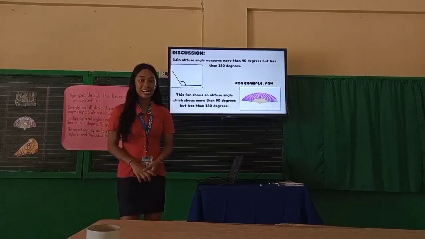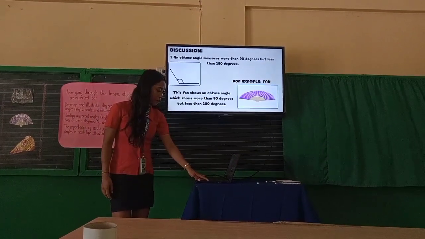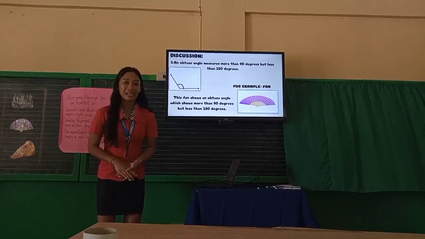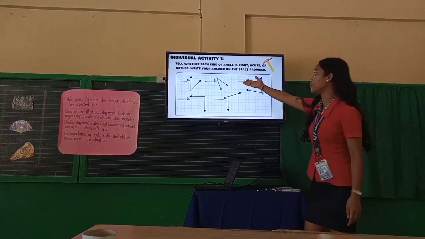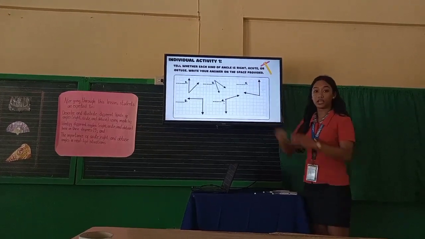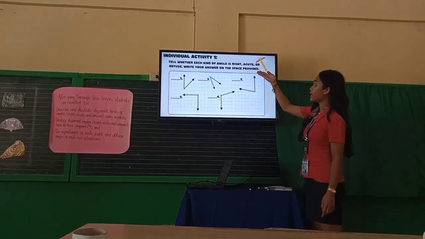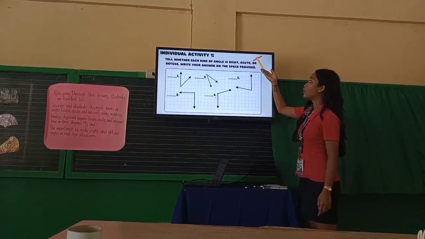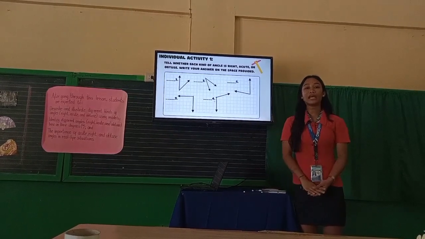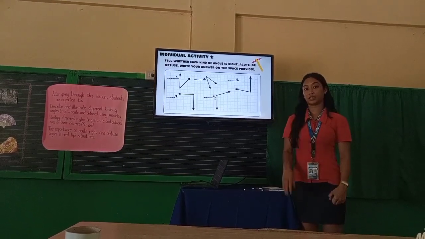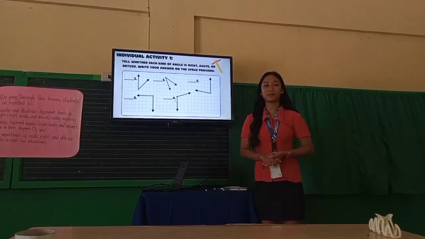Did you understand, class? Alright, to further understand our lesson for today, I have here an activity. To test your knowledge, let us do the individual activity in your working notebook. Direction. Tell whether each kind of angle is right, acute, or obtuse angle. Write your answer on the space provided or in your working notebook. You only have 5 minutes to answer it. Are you done, class? Alright, kindly pass your papers forward.